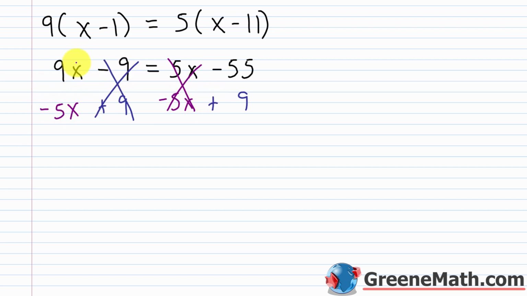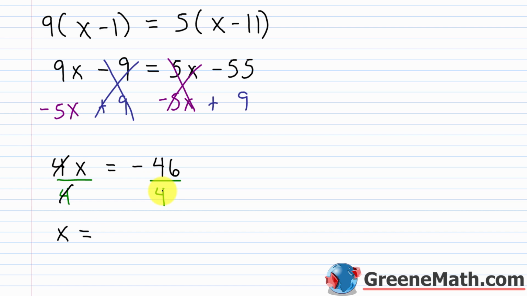So over here, I'll just have a variable term. Over here, I'll just have a number. This is exactly what I want. So 9x minus 5x is 4x. Over here, negative 55 plus 9 is negative 46. Okay, now I'm going to divide both sides of the equation by the coefficient of x, which is 4. And so this is going to cancel with this. So I'm just going to have an x. And this equals negative 46 divided by 4.